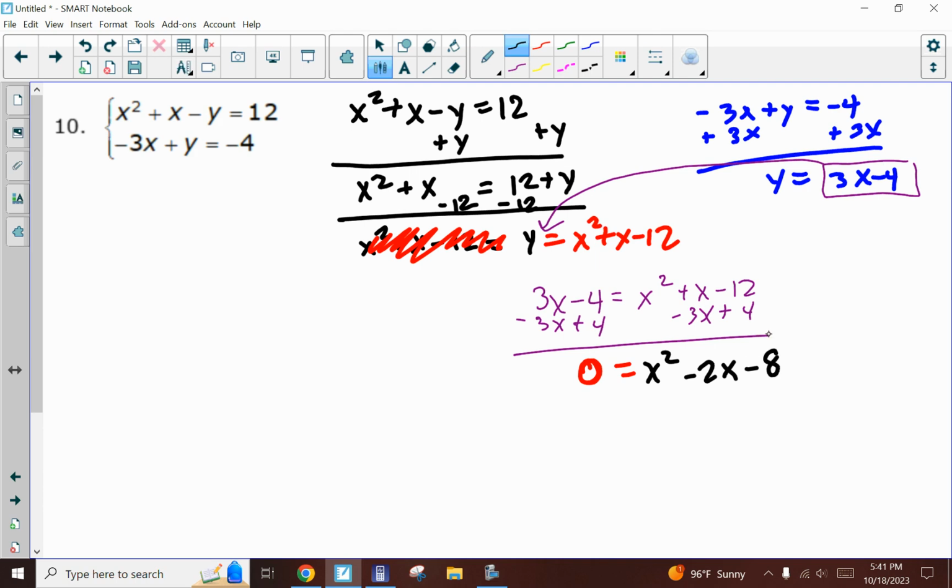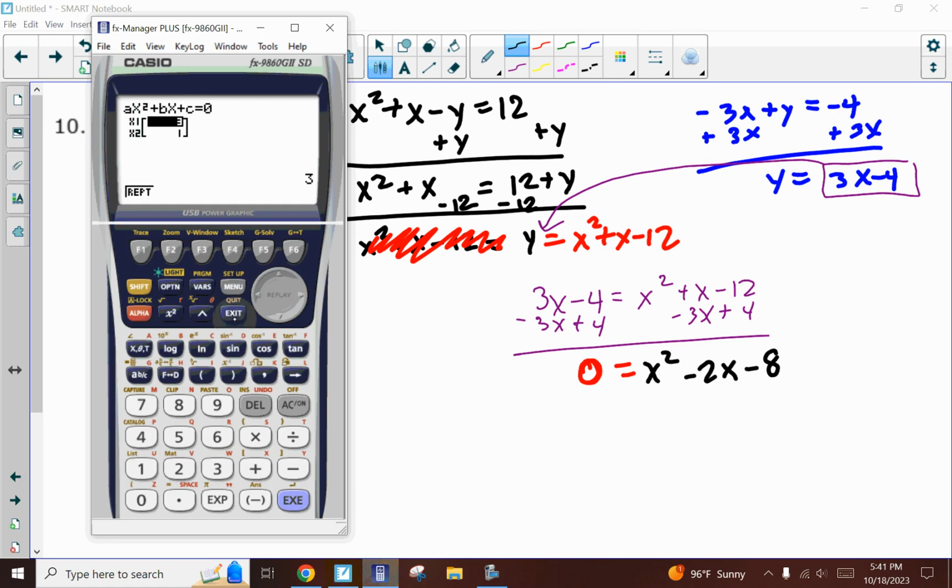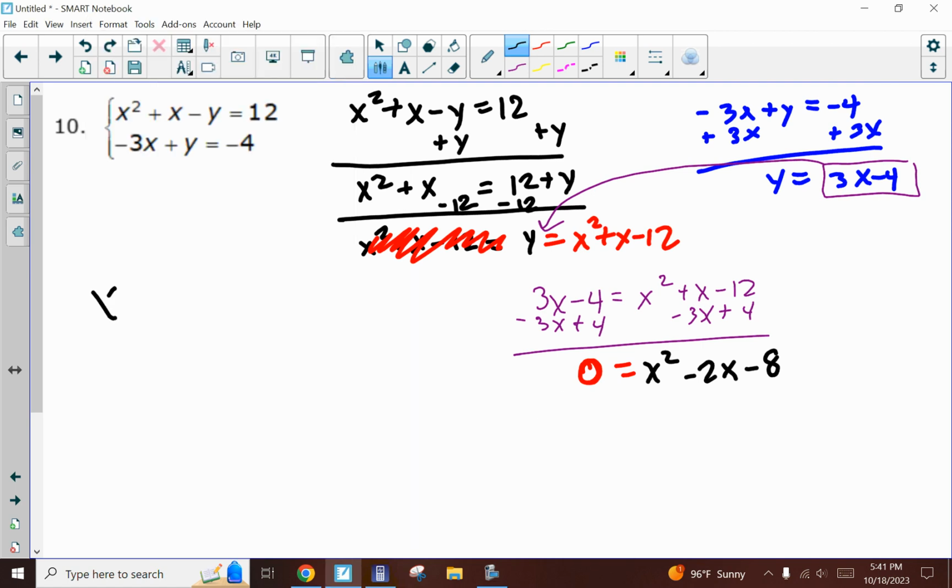And that's -8. So let me bust out the solver real quick. Hit exit so I can go back. I'll clear this. So I have 1, -2, and -8. So that means that my two answers are going to be x equals 4 and x equals -2. So let me write those over here. X equals 4 and x equals -2.